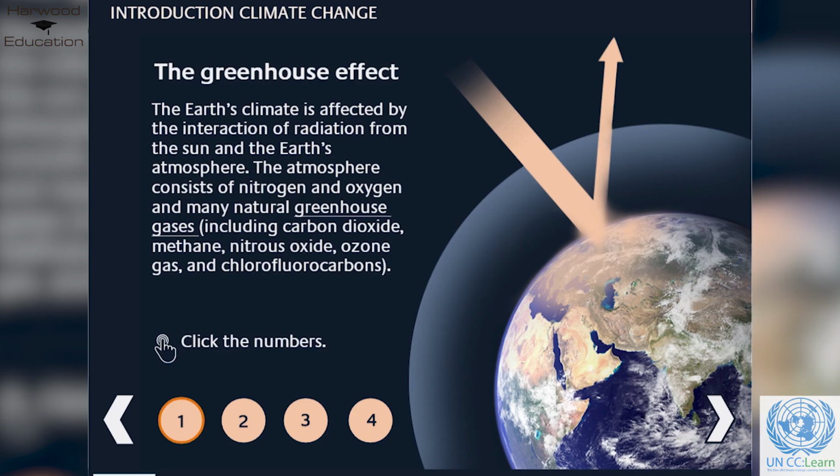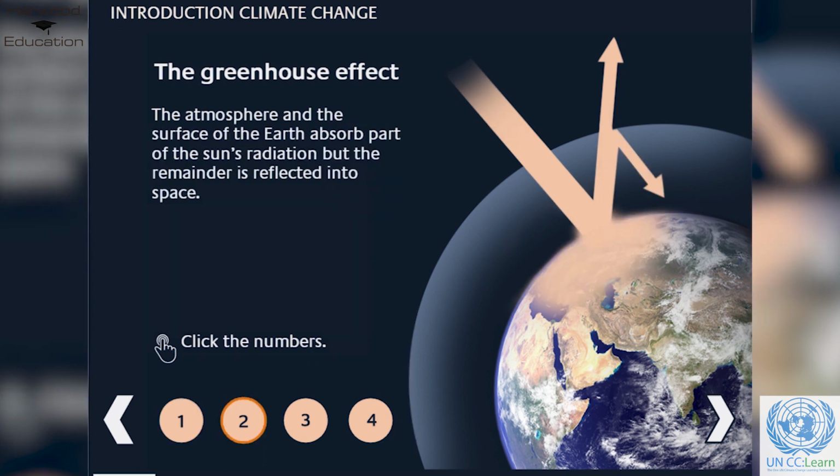1. The Earth's climate is affected by the interaction of radiation from the Sun and the Earth's atmosphere. The atmosphere consists of nitrogen and oxygen, and many natural greenhouse gases including carbon dioxide, methane, nitrous oxide, ozone gas, and chlorofluorocarbons.